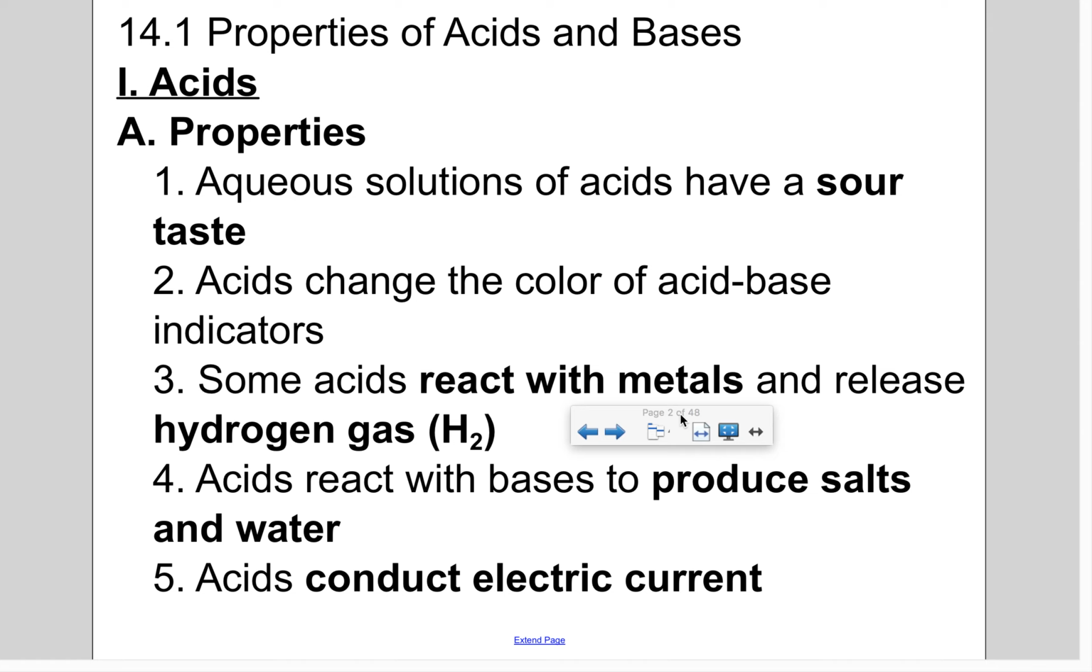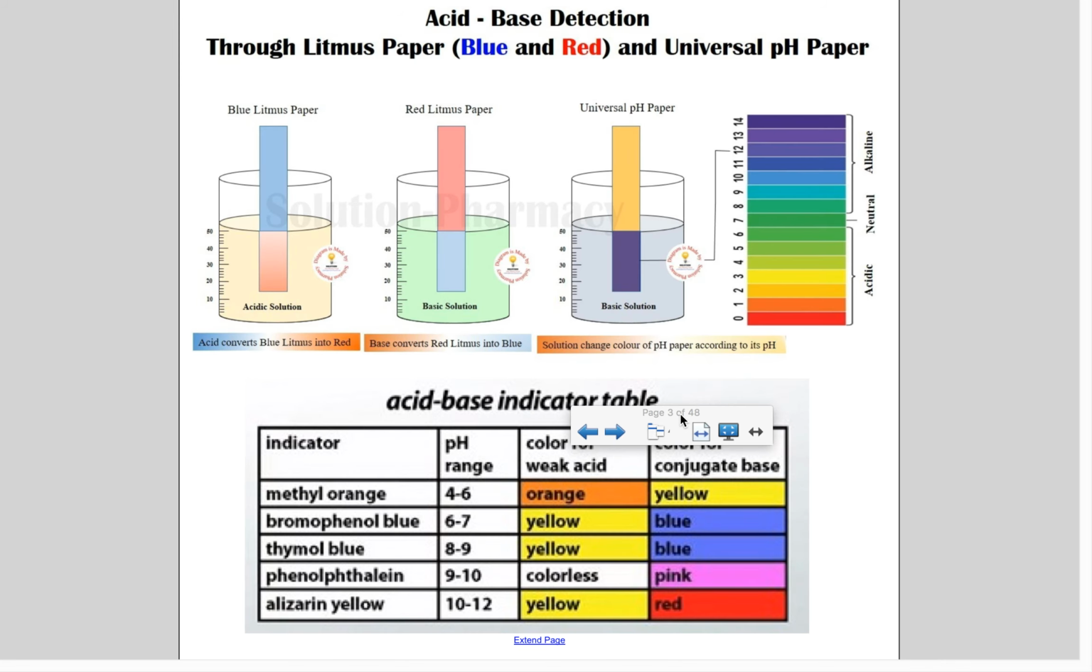And then finally, acids conduct an electric current. They are very good conductors. There are ions that float in an aqueous solution. You can take a lemon and turn it into a battery, if you will, by making it turn on a light bulb or something. I've seen so many experiments of that. But moving on to acid-base indicators.